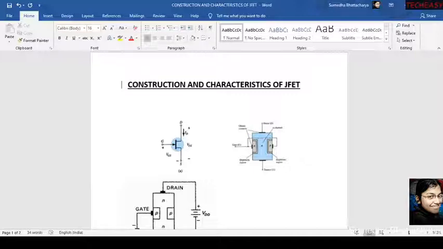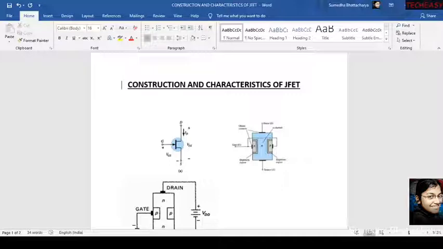About transistor, we all know in basic electronics, transistor is a very important thing. And transistor means transferable resistor. It's also a point to be noted. So leave that. Today we'll discuss JFET. JFET means junction field effect transistor.